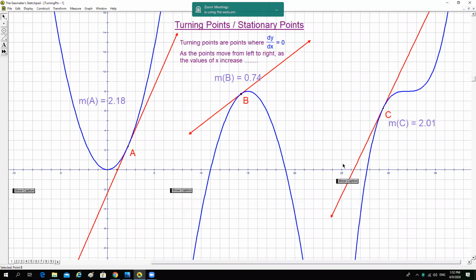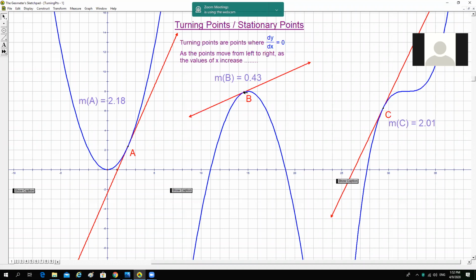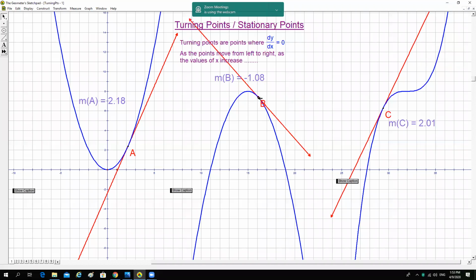It becomes negative. It becomes less and less. Okay, at one point it will become 0. That is the turning point. Never mind my shaky hand. At one point it will become 0. After 0 it will become negative. After it becomes negative, it will become more and more negative.